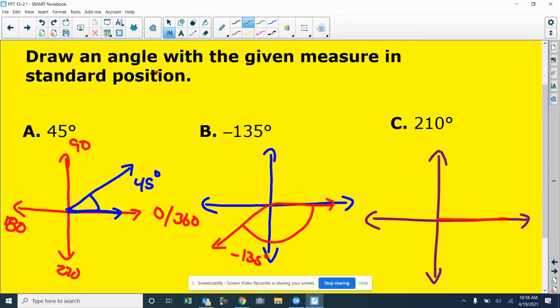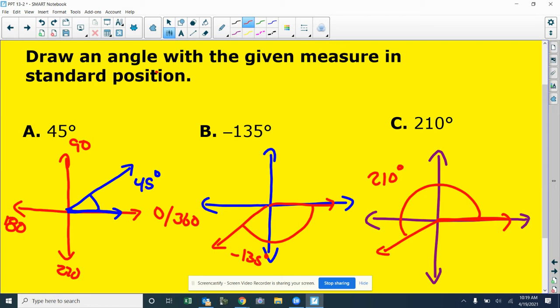210, see what you can do. Always starts here. 90, 180, and a little bit more. Again, we're not measuring, we're estimating 210. How do you feel about that skill? Is everybody okay? Nothing earth shattering there, is there?